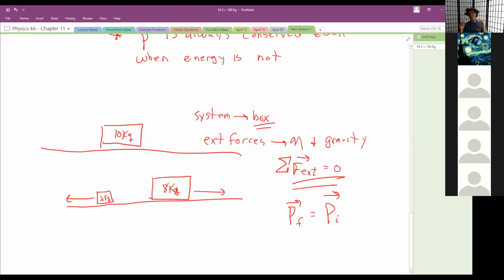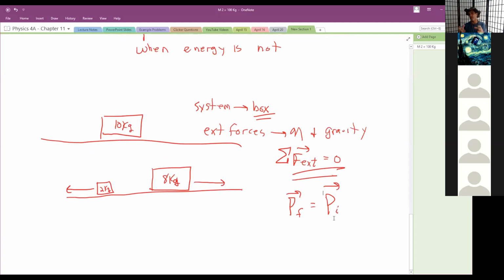So if my box is the system and it's initially at rest, it has no momentum, which means anything that causes an explosion is going to be an internal force to the system, which won't change the overall momentum of the system. So if the system started off with 0 momentum, it has to remain with 0 momentum. So if this 8 kilogram box, let's say, had a velocity of 10 meters per second to the right, it has a momentum of 80 kilogram meters per second to the right, which means the momentum of the other piece has to be 80 kilogram meters per second to the left.